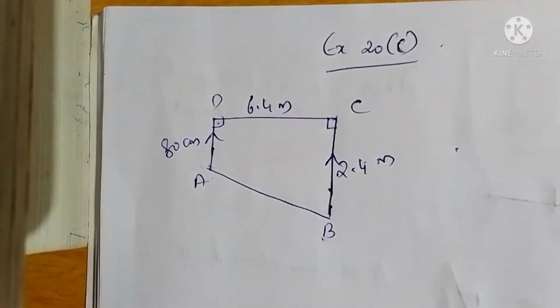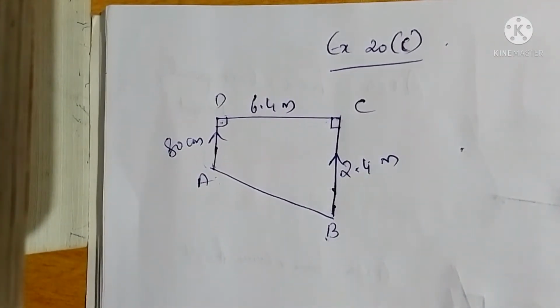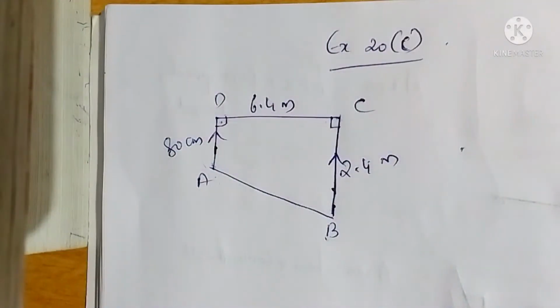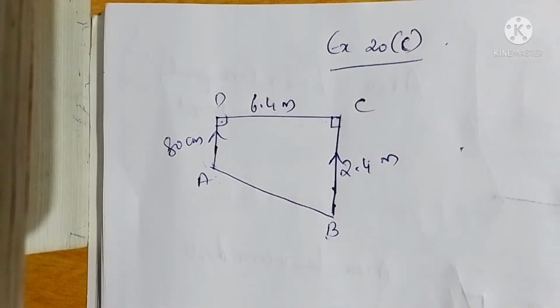Exercise 20C, first question. The following figure shows the cross section ABCD of a swimming pool which is trapezium in shape. If the width DC of the swimming pool is 6.4 meter, depth AD at the shallow end is 80 centimeter and depth BC at the deepest end is 2.4 meter, find the area of the cross section.